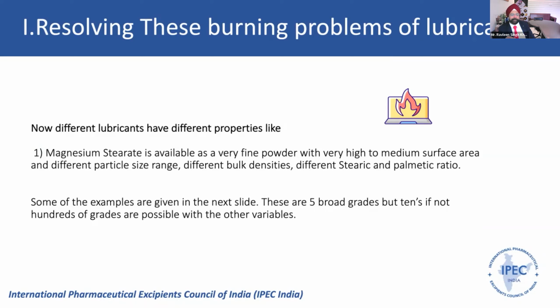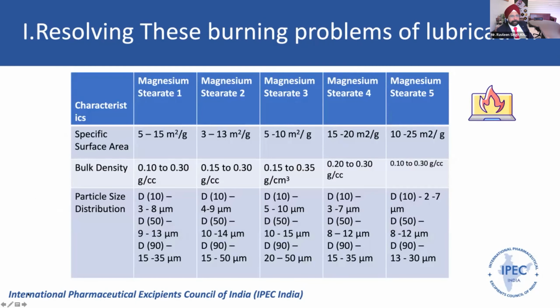Some examples of magnesium stearate are given in the next slide. There are only five broad grades, but tens of grades, if not hundreds, are possible with the other variables. You have three or four variables, but they are not in fact three or four. Surface area can be 2, 3, 6, 8, 10, 15, 20, 25. So the number of variables goes on increasing.